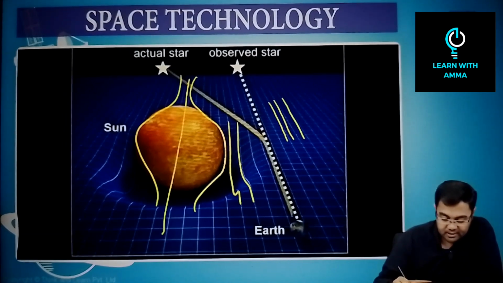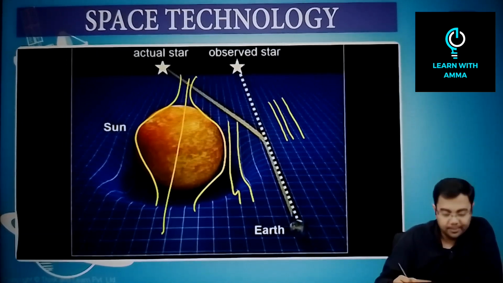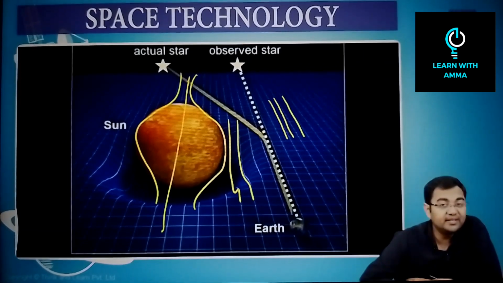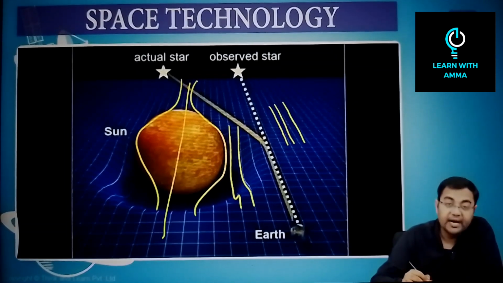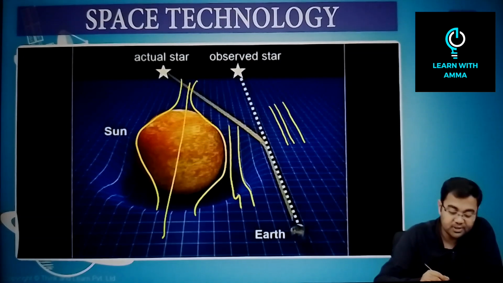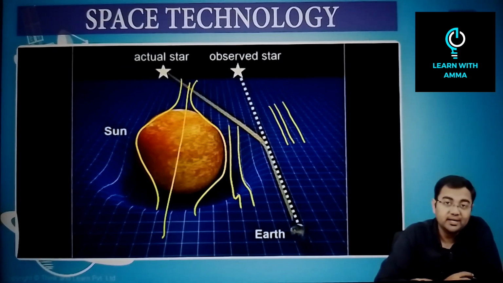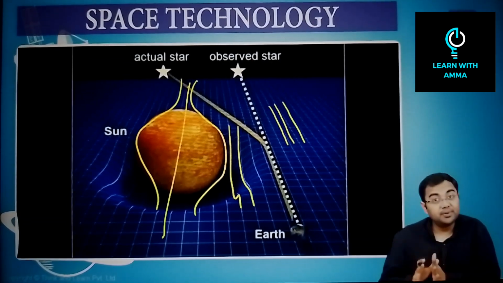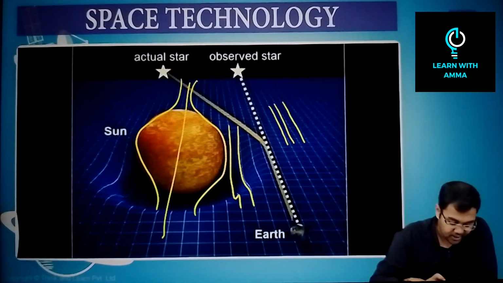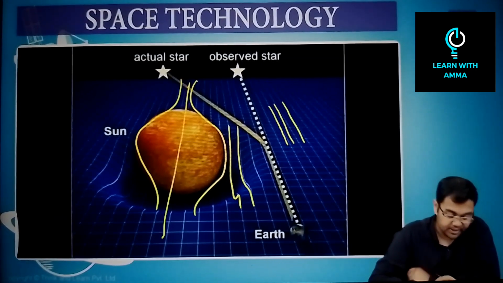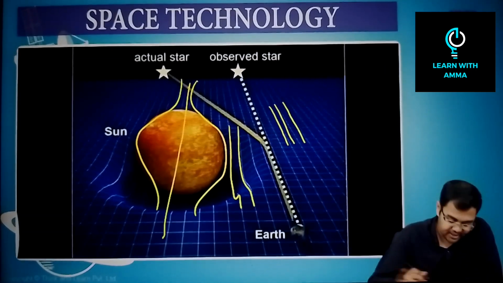Why? Because there was a distortion in the path that happened. But when you retrace the path, we'll observe the star to be at this point instead of observing the actual star which was at this point. So why is this happening? This is happening because of the distortion in the path of light that has been created. So just understand this phenomenon, what is happening with gravitational lensing.